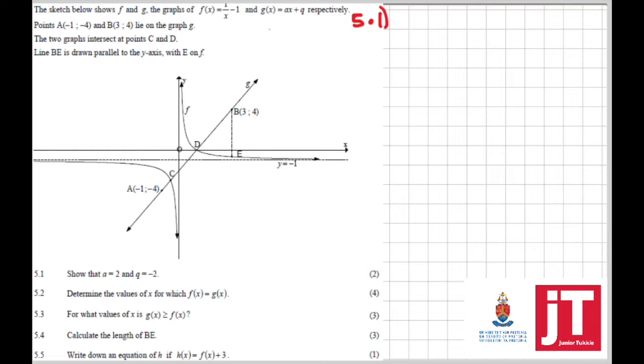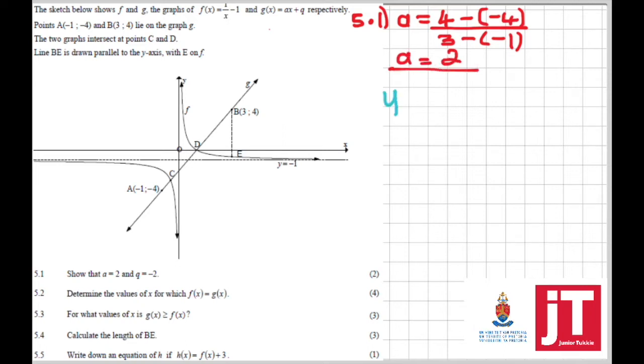To calculate the value of a, I'm going to say a = (4 - (-4)) / (3 - (-1)). To simplify that, we get our a value straight away as 2. So we have proven that our a value is 2. Now we need to calculate the value of q. We need to prove that it's -2.